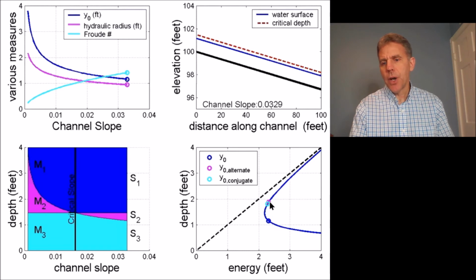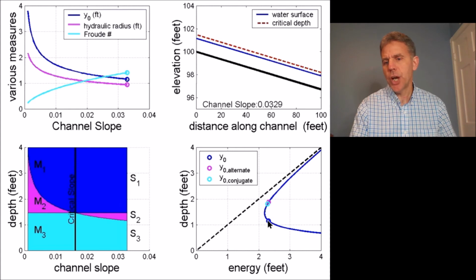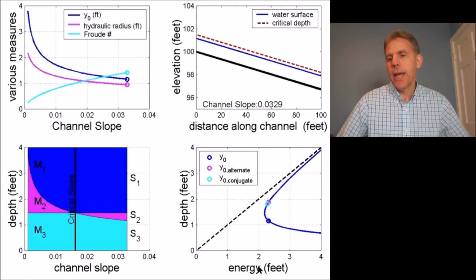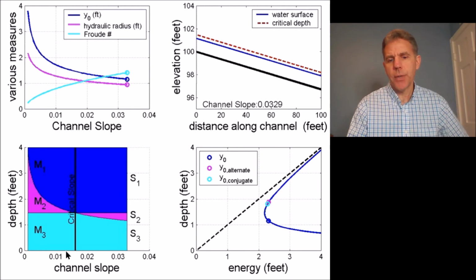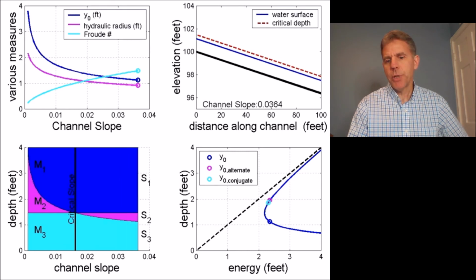So the alternate depth, which is the magenta, and the blue, which is the actual depth itself, those two belong on the same vertical line. And the conjugate depth is going to be a little bit less energy. There would basically be a jump that would take place from normal depth to the conjugate depth, and there would be an energy loss associated with that. Let's let this play out just a little bit further. Actually, we'll play it through to the end.